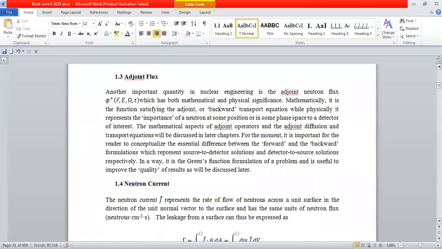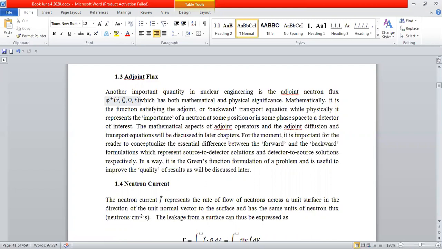Now let's come to an important concept of the adjoint flux. As previously I said that the flux phi is a function of 7 variables, 3 space, 1 energy, 2 angle, and 1 time. Now, when you talk about the adjoint flux, then it has mathematical as well as physical significance. Mathematically, it is the adjoint. So if it's a matrix, you take the adjoint of the matrix, and you obtain the backward transport equation. If you're dealing with the forward transport equation, you can convert it into the backward transport equation. So the adjoint flux is written with a plus superscript over here, so phi plus.